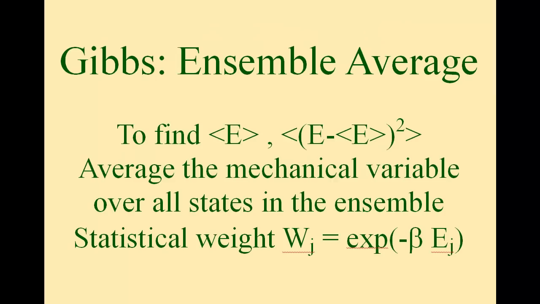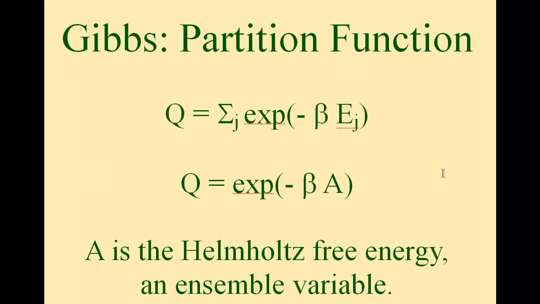Gibbs also supplies a prescription, the ensemble average. To determine the average energy, or the value of any other mechanical variable on average, you average it over all states of the ensemble using a statistical weight assigned by Gibbs, namely the statistical weight W is the exponential of minus beta E. Here beta is 1 over kT, k is Boltzmann's constant, T is the absolute temperature, and the normalizing factor Q, the partition function, has a specific physical meaning, namely Q is determined by the Helmholtz free energy A, which is an ensemble variable.